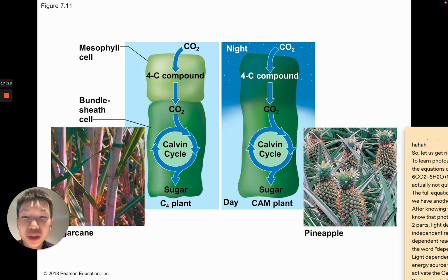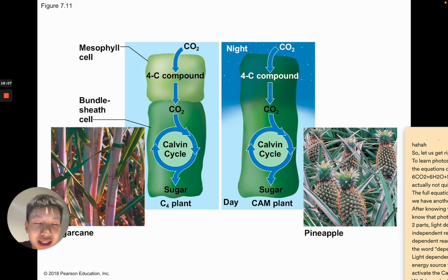So we have 2 different ways. For the C4 plants, just as they say, they turn carbon dioxide into a 4C compound. What's special about this 4C compound is that it's a solid. So when it is a solid inside, plants don't need to open their breathing holes, their stomata, to breathe, because carbon dioxide is a gas and this is a solid. They can still close their stomata and let the 4C compound transfer into carbon dioxide to start the Calvin cycle.